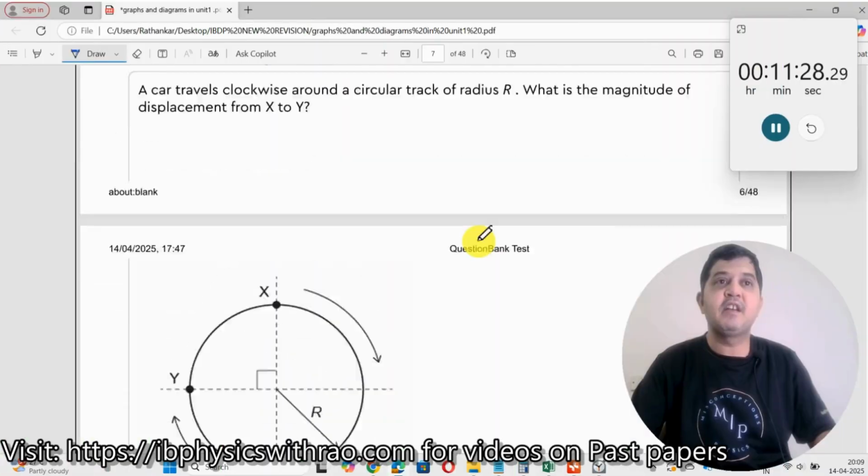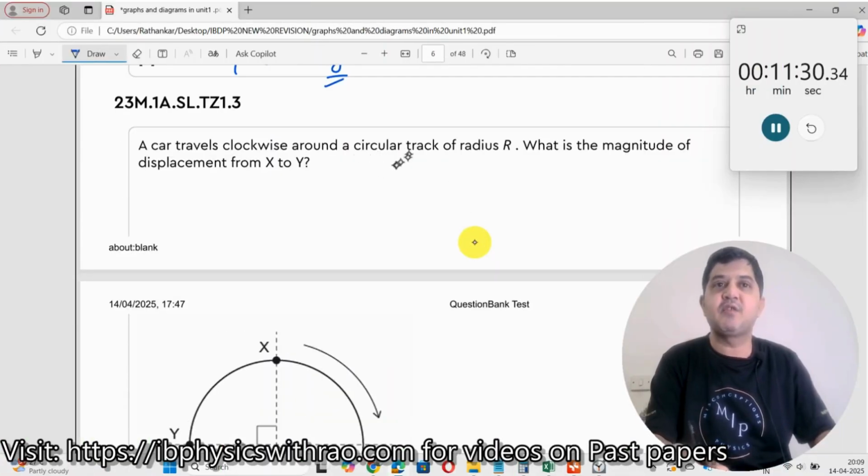Now, a car travels clockwise along a circular track of radius r. What is the magnitude of displacement?